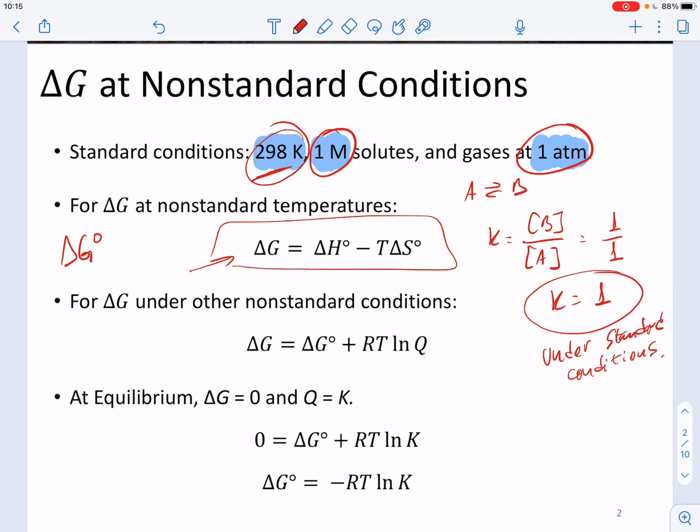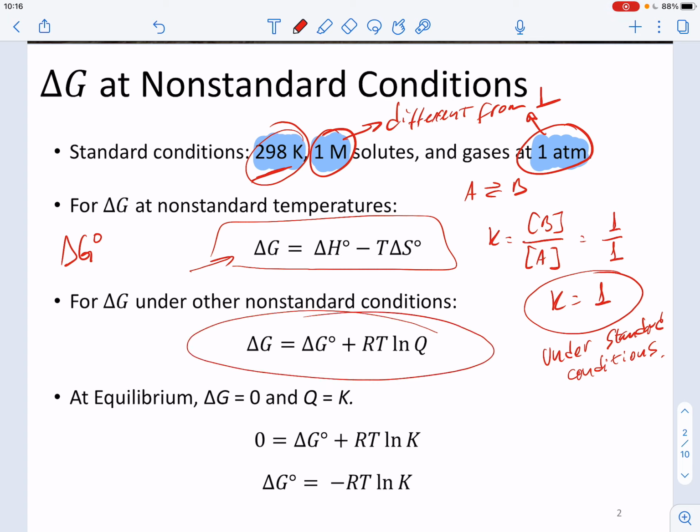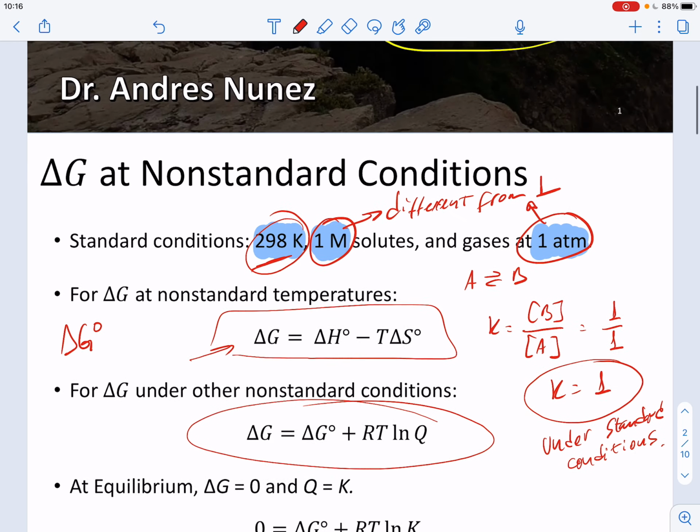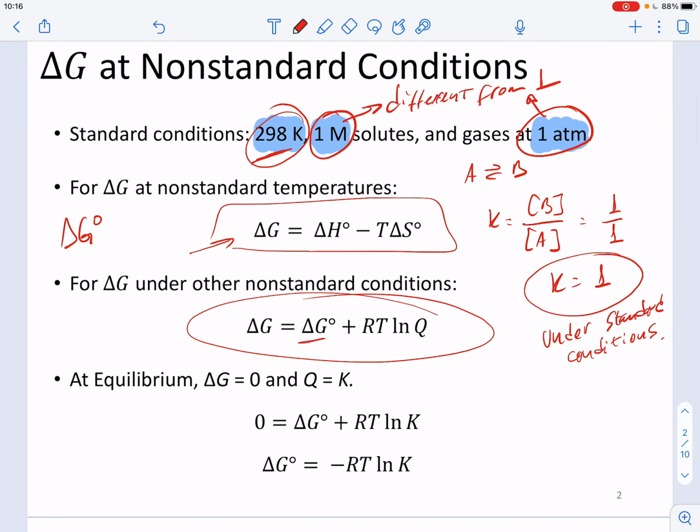Now, if you have a different set of conditions, and by that I mean concentrations different from 1, or pressures different from 1, then we use this equation. Think of this in terms of an adjustment that you do to delta G. This is your delta G standard. Let's write it down. This is delta G standard.